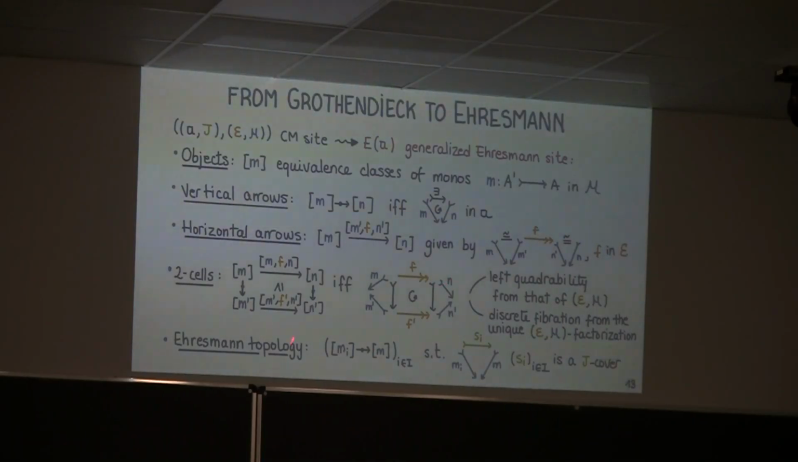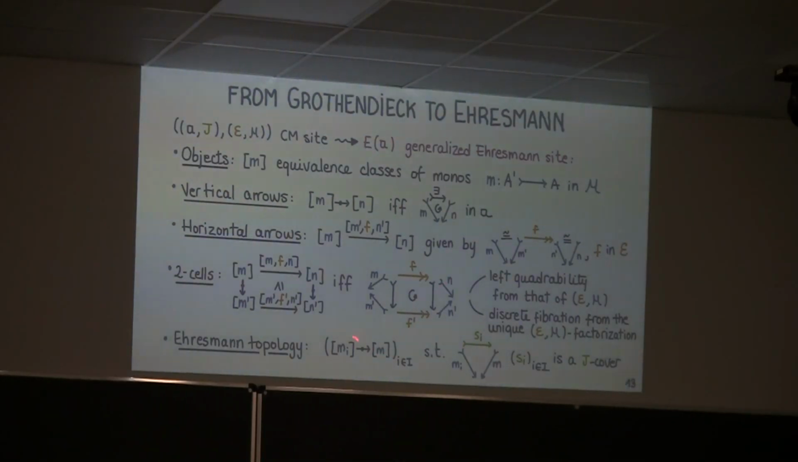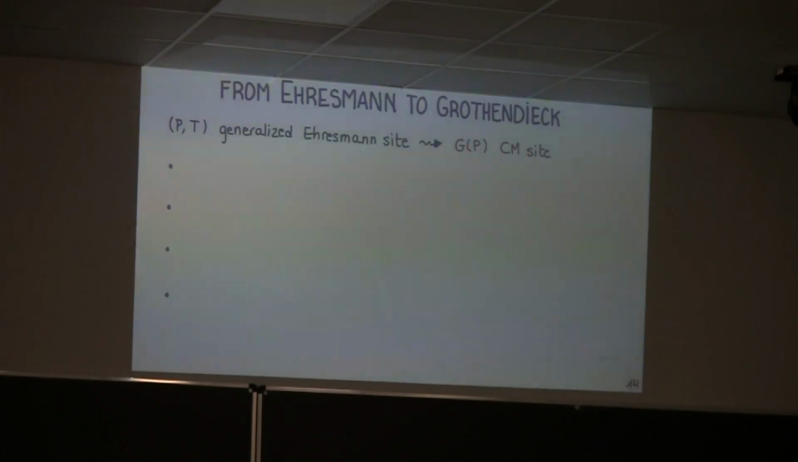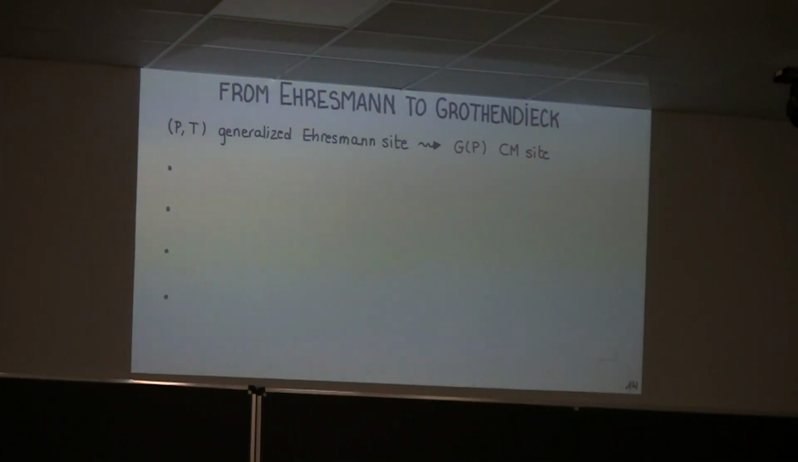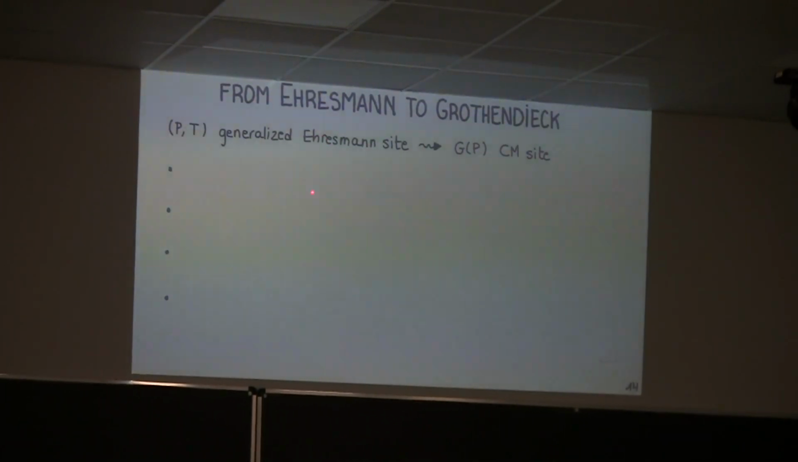And so the covering families will be families like this, such that the arrows that give me that they are less or equal were covering before. And we can go the other way round. We take generalized Ehresmann sites, and we can associate the covering monoidal site.